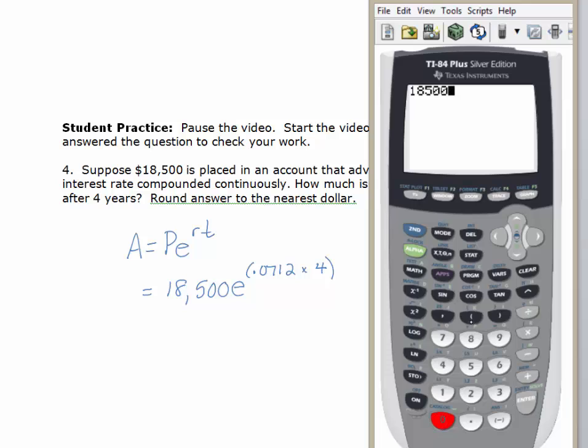Okay. Type that in our calculator. 18,500. I'm going to use the e to the x button. Open parentheses, 0.0712 times 4. Close them. Hit enter. And if we're rounding to the nearest dollar, we get $24,596.